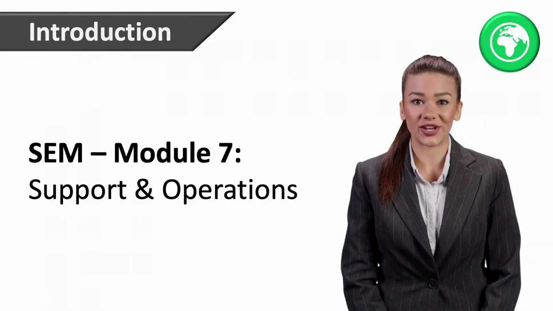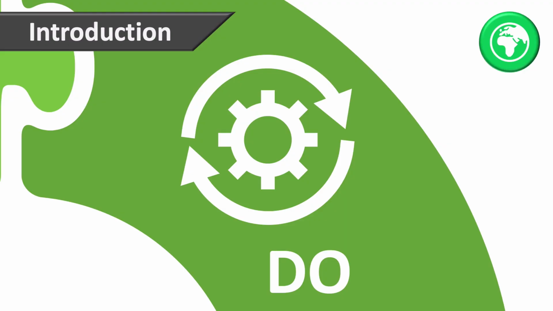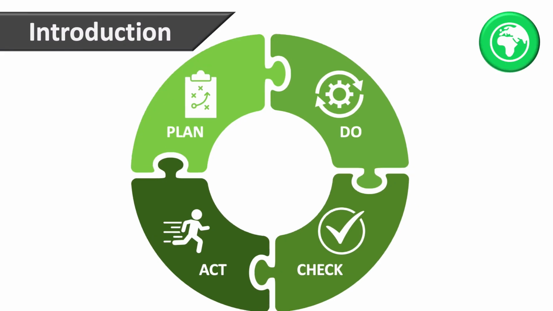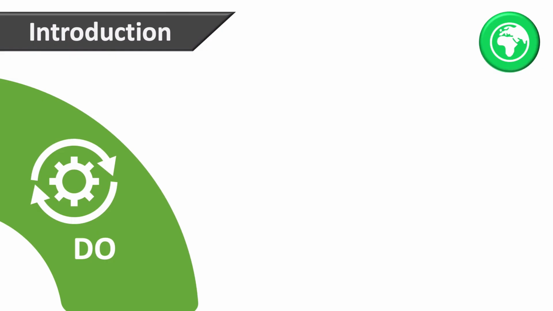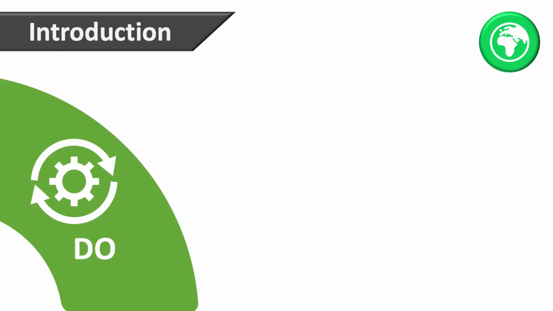Sustainability and Environmental Management Training, Module 7, Support and Operations. In the previous module, we looked at the do stage of the plan, do, check, act model that forms a core of environmental management systems, or EMS. In particular, we focused on how resource efficiency and tackling emissions fit into meeting your organization's targets and objectives. Here, we will continue with the do phase, looking at the support and operations necessary to meet your goals.